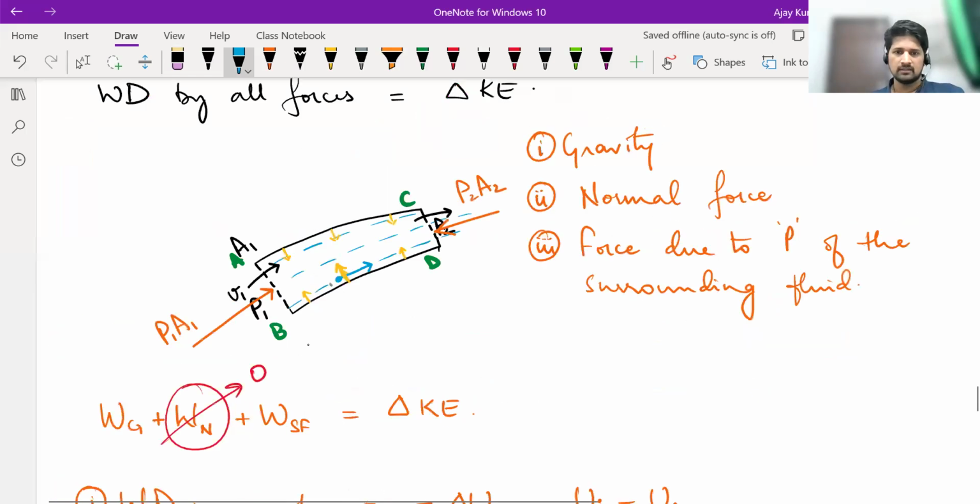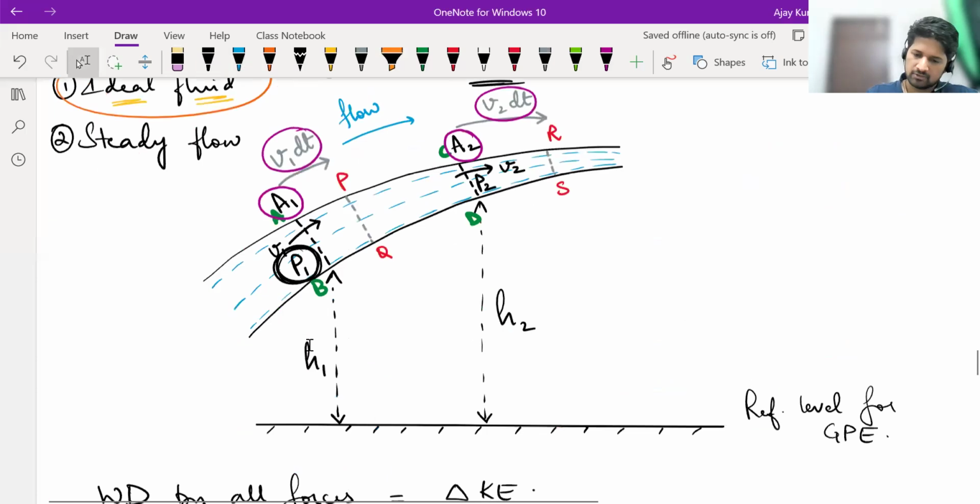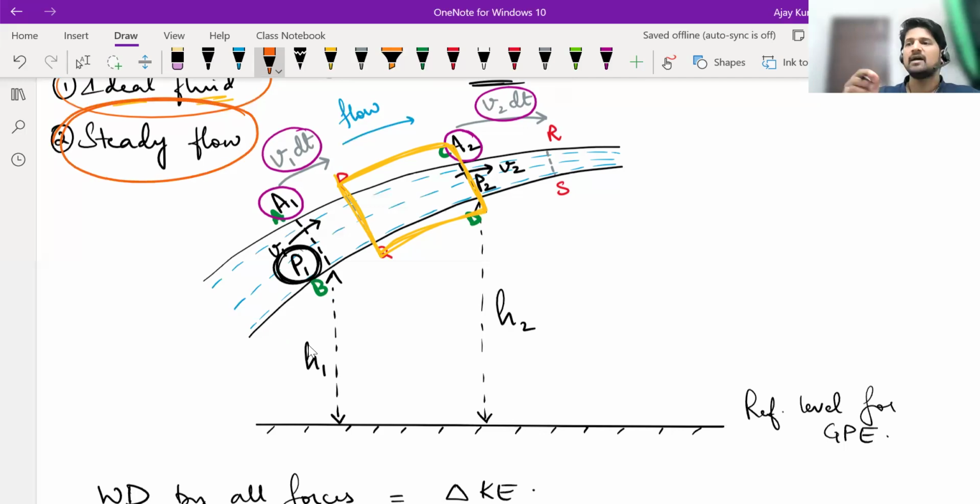Okay, go back to the diagram. Observe the space PQCD. Initially, some particles will be present there. As the fluid moves forward, some new particles will take that place. Initially, whatever particles were present, due to their masses and velocities, there would have been some kinetic energy. Now, those particles will move forward. New particles will come and take their places. Now, we have assumed steady flow. What does steady flow mean? Any particle coming to a particular place will have the same velocity as the previous particle at that place.